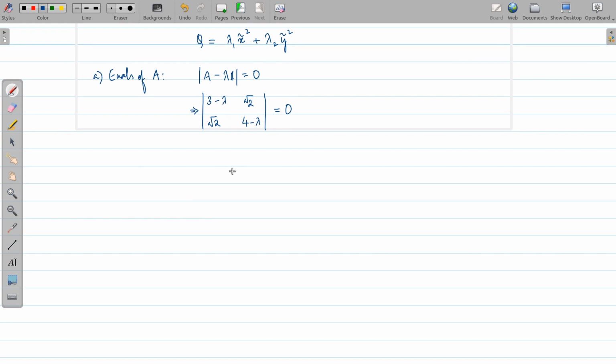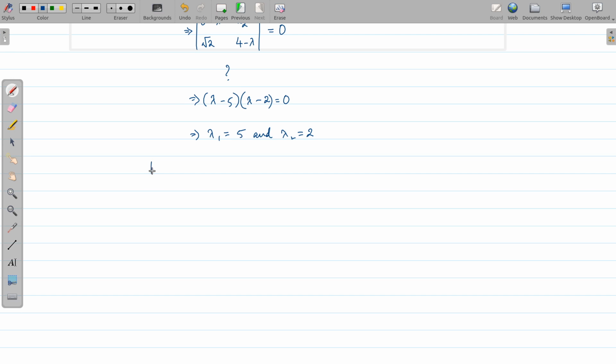Okay, you can do the steps in between. I'll leave this to you, and eventually you should get something like this: lambda minus 5 and lambda minus 2 is equal to 0, which implies that lambda 1 is equal to 5, and the other eigenvalue lambda 2 is equal to 2. So once we know these, then very straightforward, by the principal axis theorem, we just need to apply this.